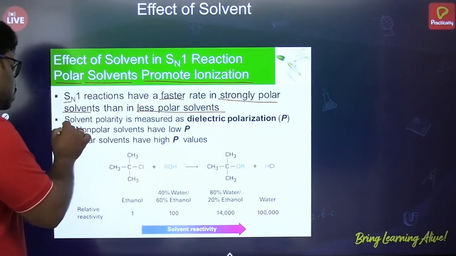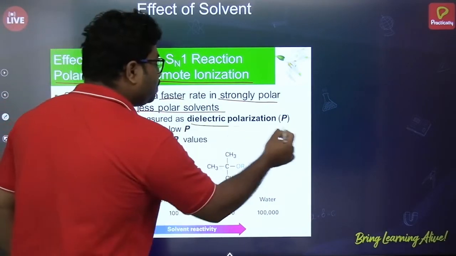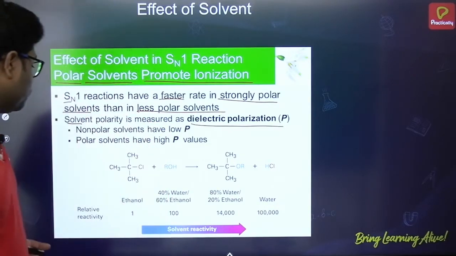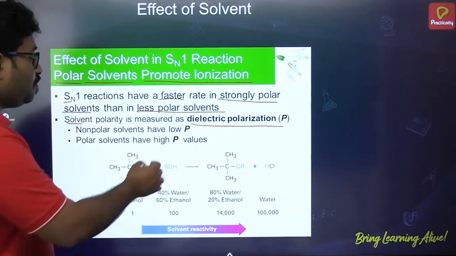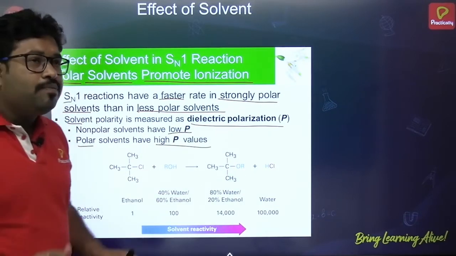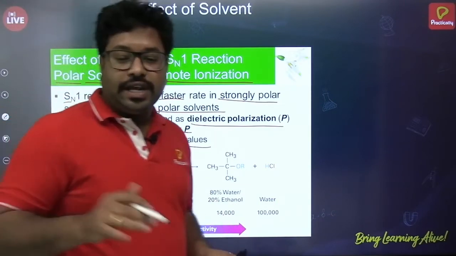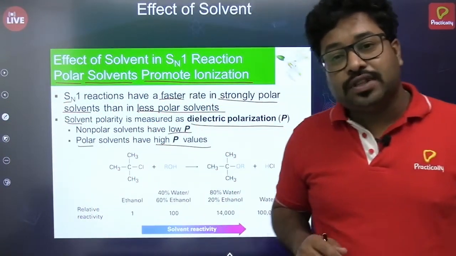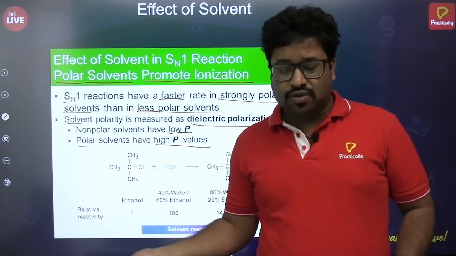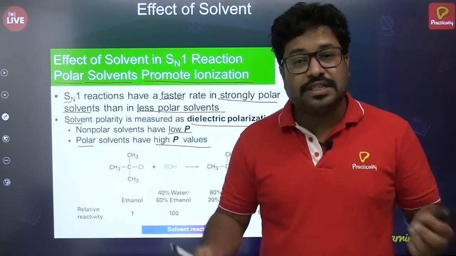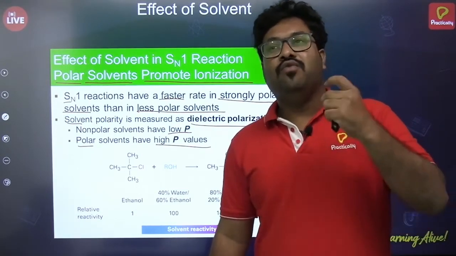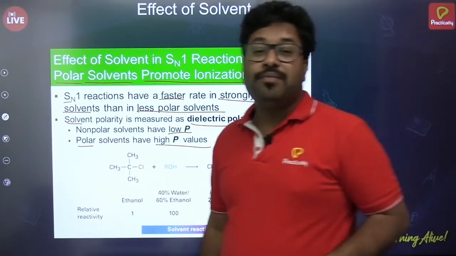Okay, so solvent polarity is measured by dielectric polarization, or you can call it the dielectric constant. We already know that, right? Non-polar solvents have no dipole moment. Polar solvents have higher dipole moment, we know that. Now between water and ethanol, which is more polar, do you think? Between water and methanol, or ethanol, between both of these, water is more polar. So a more polar solvent would accelerate the rate of your SN1 reaction.